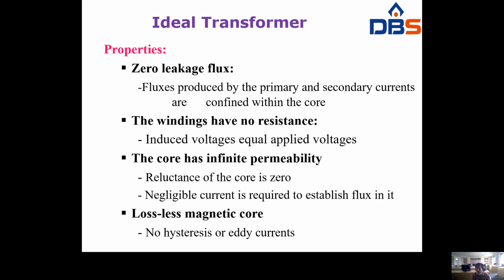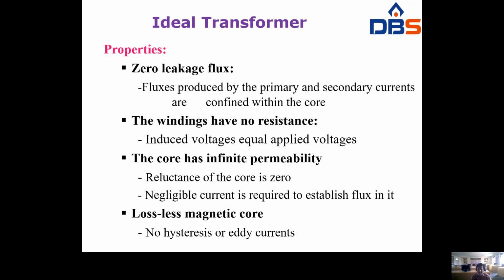Ideal means there are no losses. Just as we select an ideal person because they have some good qualities, similarly an ideal transformer has no leakage flux. That means the flux produced by the primary or secondary currents does not leak, so the leakage flux is 0. There is no leakage current, such that there is no leakage flux.